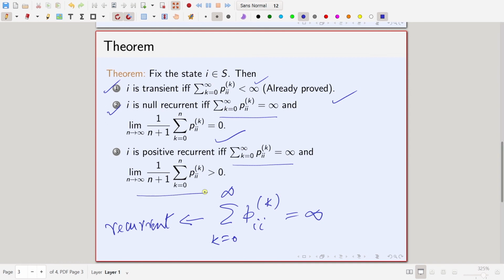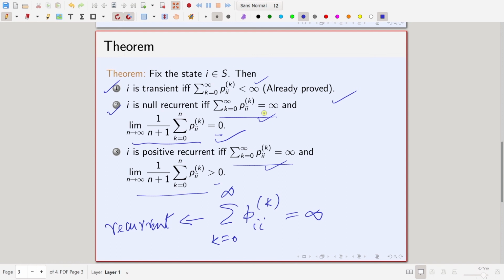So, this quantity basically gives you the distinguishing criteria. The first is true for recurrence. Now, it is null recurrent if this quantity is equal to 0, and it is positive recurrent if this quantity is strictly greater than 0. So, this is one way of checking whether a state is positive recurrent or null recurrent.